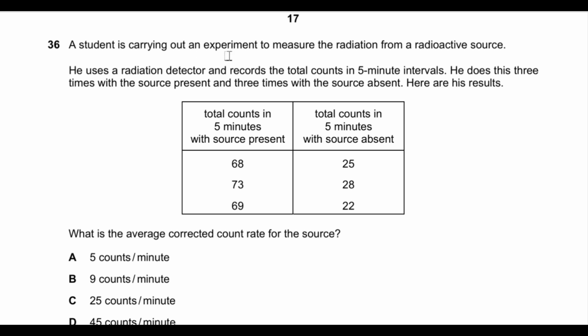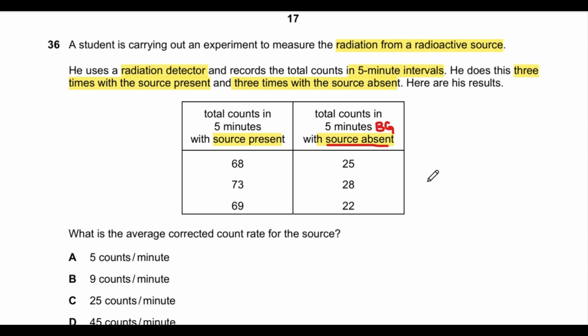Question number 36 says a student is carrying out an experiment to measure radiations from a radioactive source. He uses a radiation detector and records the total count in 5-minute intervals. He does this 3 times with the source present and 3 times with the source absent. Here are his results. Source absent means the radioactive material is not there, these are only background radiations. And these are background radiations plus radioactive source radiations.